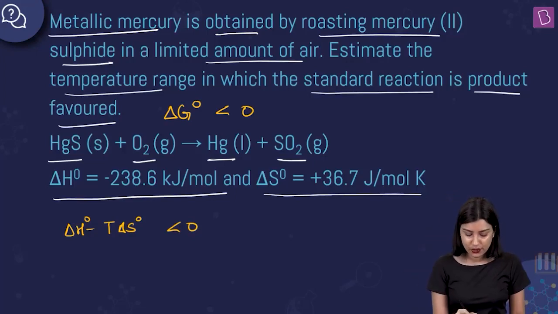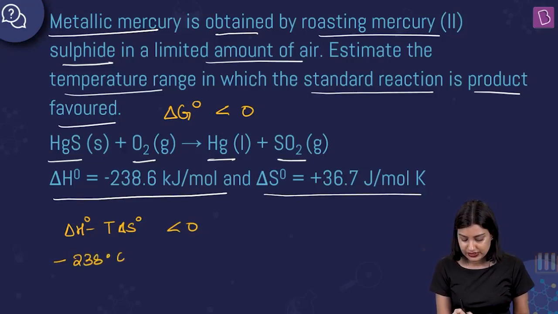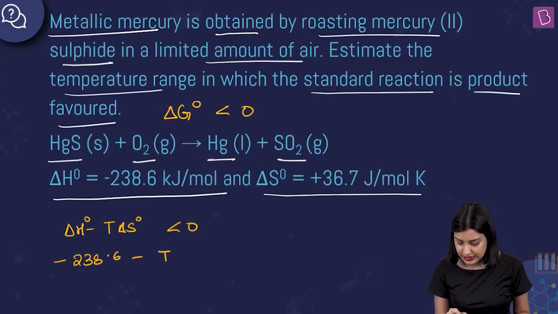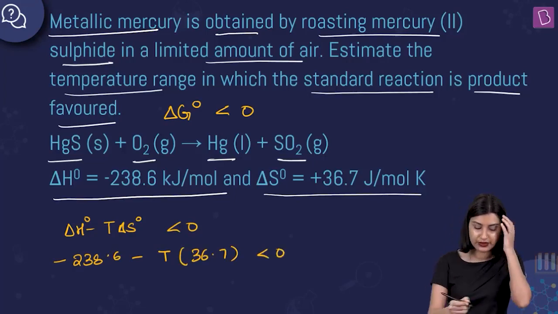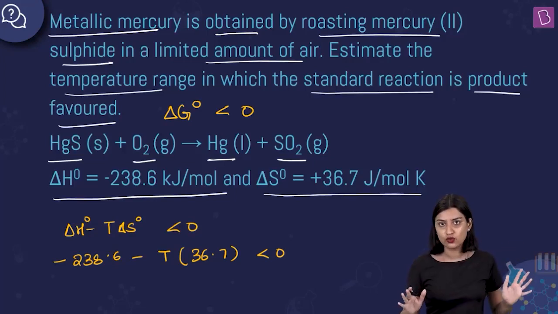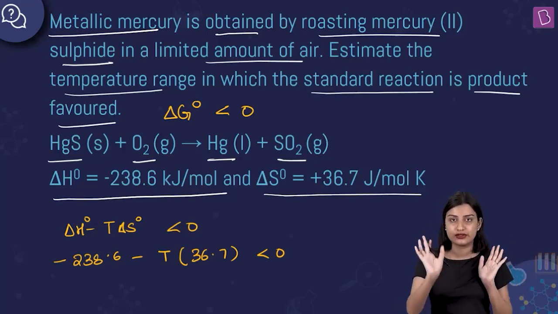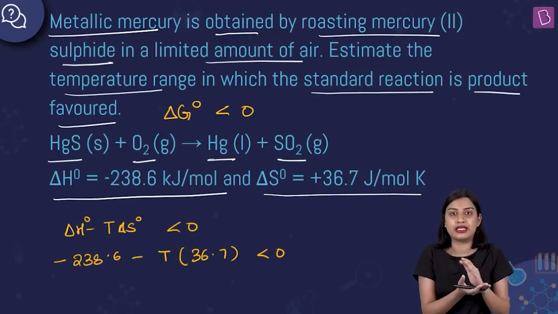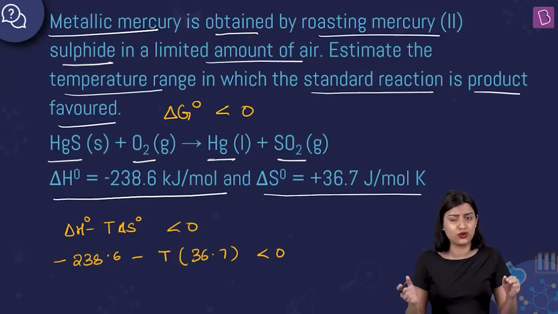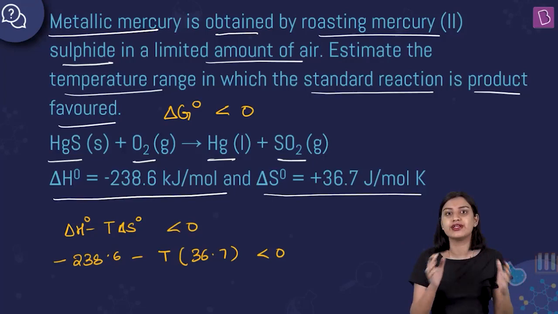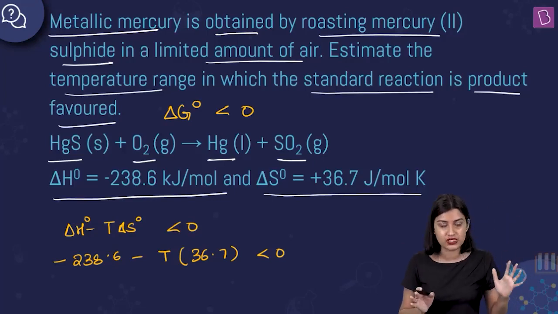So let's see. Here you have minus 238.6 minus T into 36.57 is less than 0. Now, look here. We know the temperature can't take a negative value, which means temperature has to be greater than 0. Absolute 0 is anyway just a theoretical concept. We have not been able to practically achieve absolute 0. So whatever the value of temperature, be it 0.001 or be it 0.1 Kelvin, whatever it is, that will have to be greater than 0.